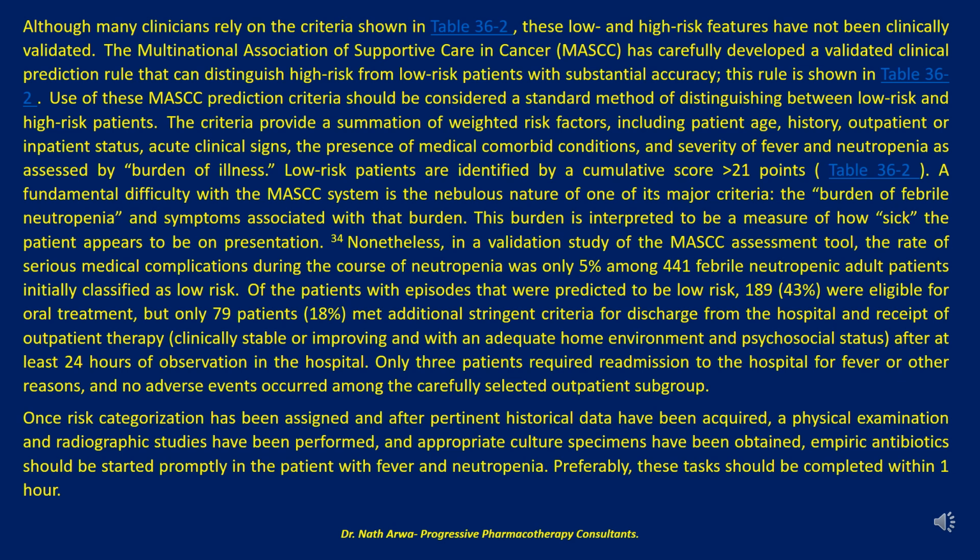and no adverse events occurred among the carefully selected outpatient subgroup. Once risk categorization has been assigned and after pertinent historical data have been acquired, a physical examination and radiographic studies have been performed, and appropriate culture specimens have been obtained, empiric antibiotics should be started promptly in the patient with fever and neutropenia. Preferably, these tasks should be completed within 1 hour.